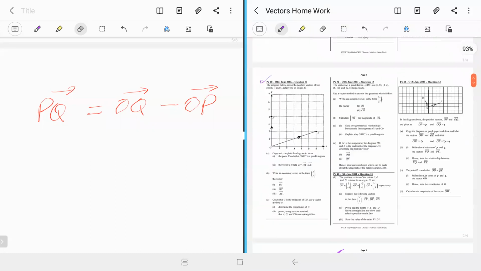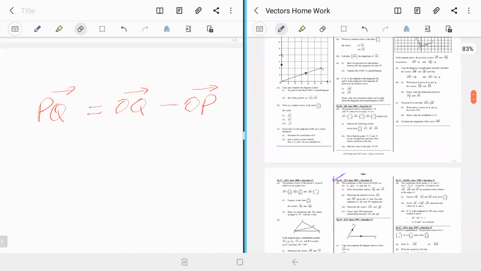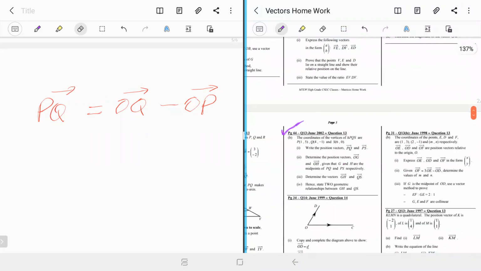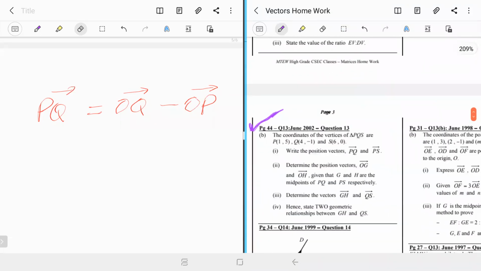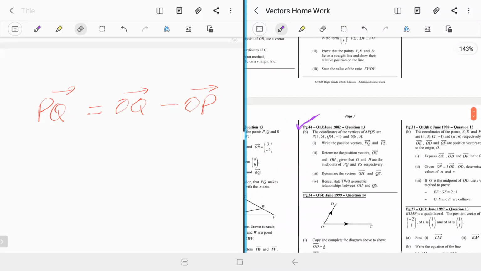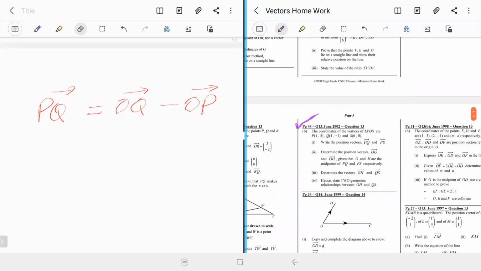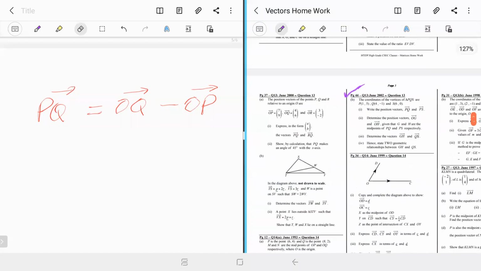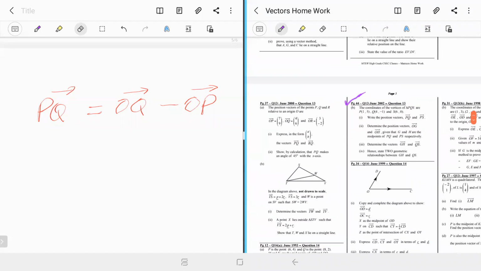And what you will find is that the ones that they set, these are questions from long ago. For example, this one is 2002. Questions that they set in recent times are a lot easier, right? All right, so I'm going to choose a question or two to do right here.